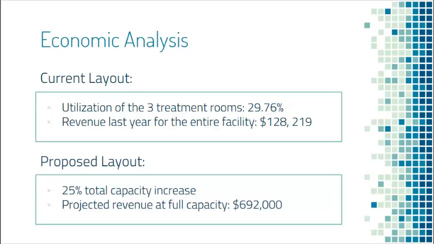With our new layout and the addition of the extra treatment room, the total capacity of the facility will increase by 25%, and the projected revenue will be $672,000, with an additional $20,000 if they provide 2 yoga classes a week in their new space. This results in a total projected revenue of $692,000.